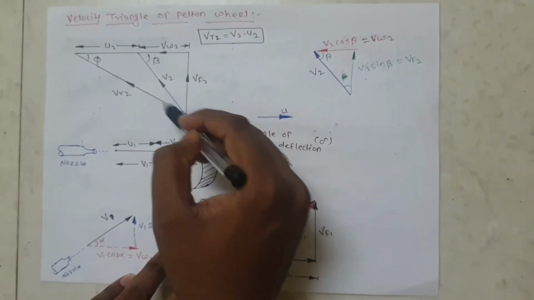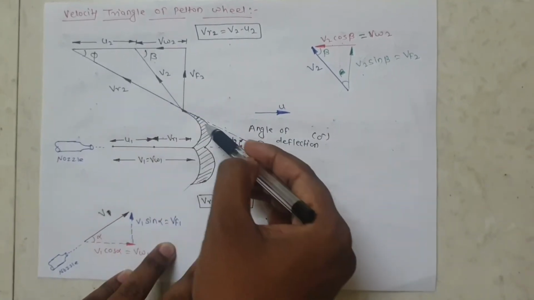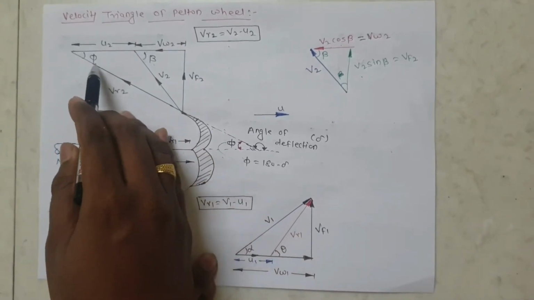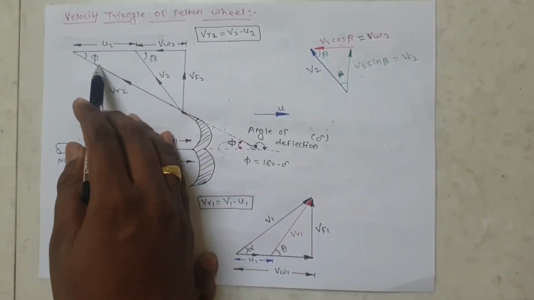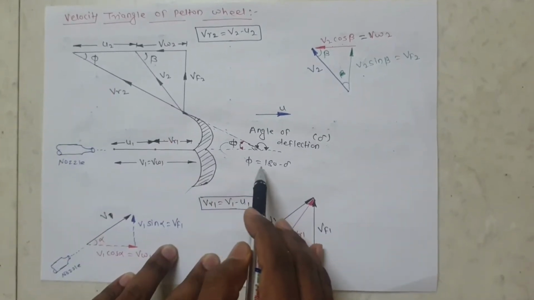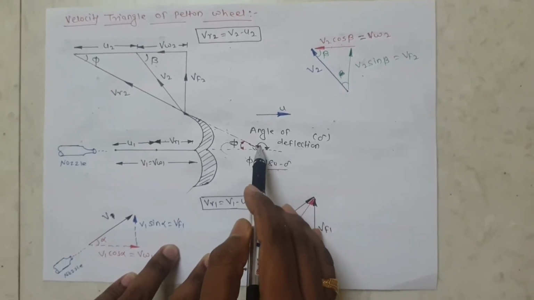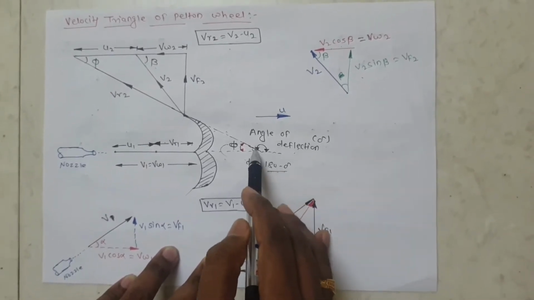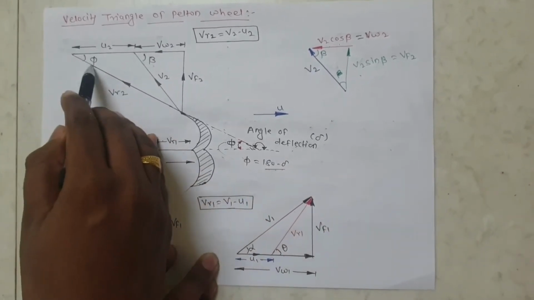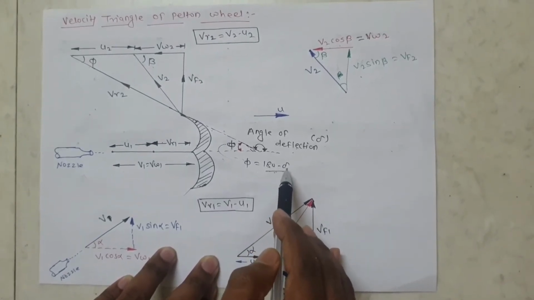So this relative velocity is in the direction of blade angle at outlet. The blade angle at outlet is phi. That phi is equal to 180 minus delta. That delta is the angle of deflection.